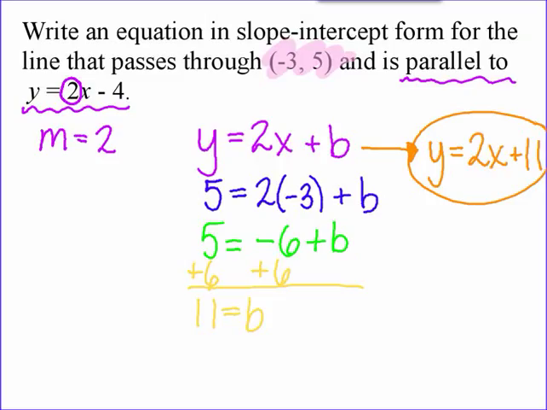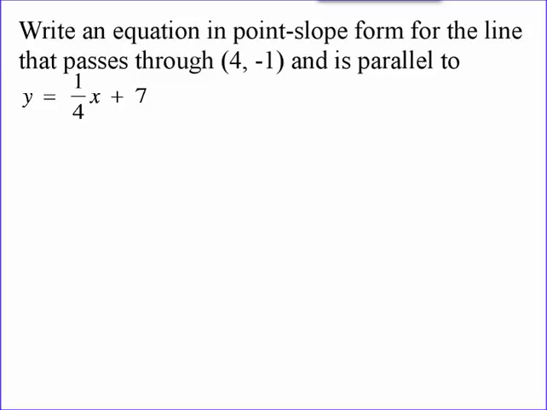So pretty straightforward. It's a lot of the same thing we've been doing, except it's got one additional step, and that's finding the slope of the parallel line. So with that in mind, I want you to do that one for me. Okay? Write an equation in point-slope form. Oh, I changed it up. Point-slope form for the line that passes through (4, -1) and is parallel to. Now, for some of you, if you're having trouble remembering point-slope form, you've got your gold sheet I gave you. Okay?